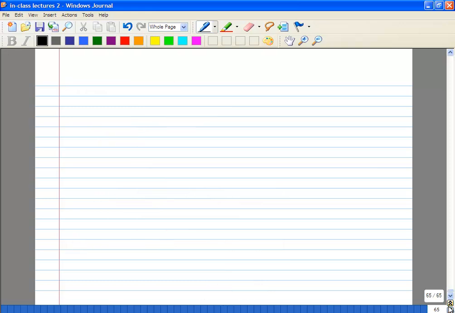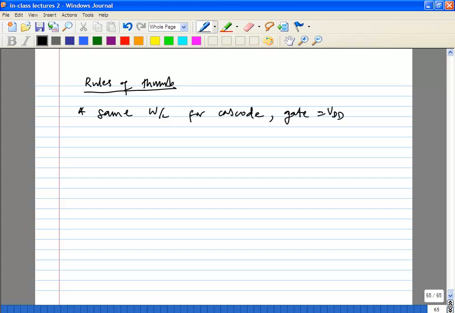Now other general rules of thumb. We talked about some of these last class. Same W by L for the cascode, and gate equals VDD. This would be a good place to start.